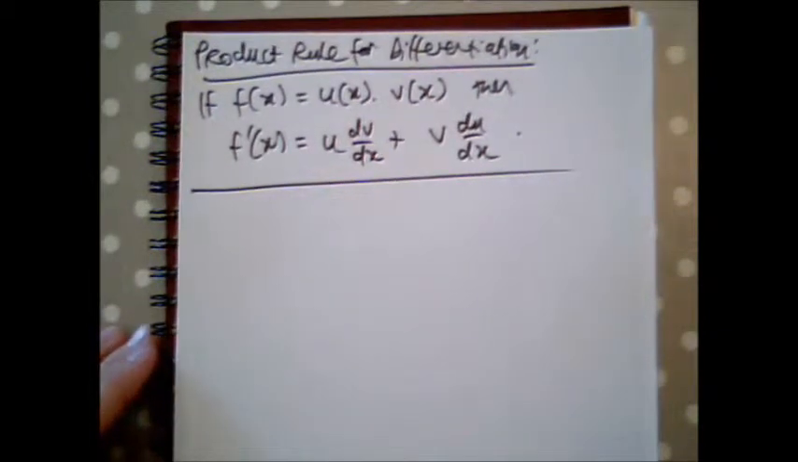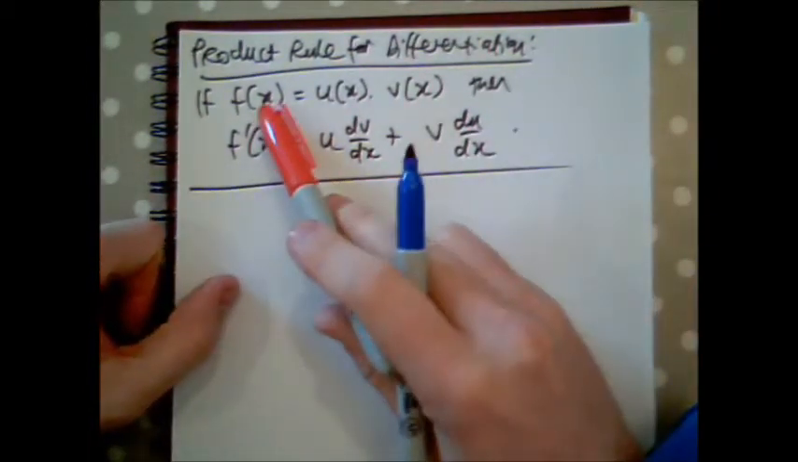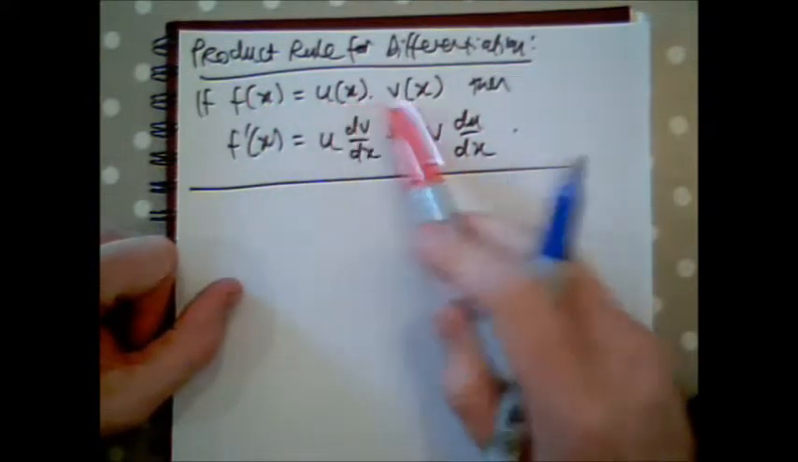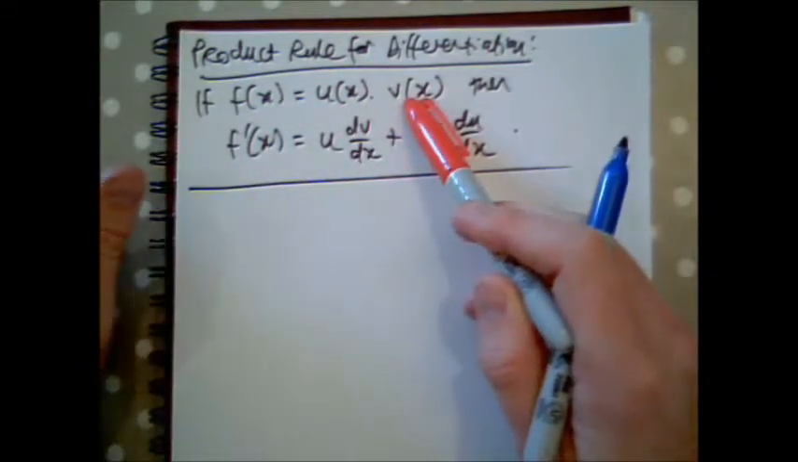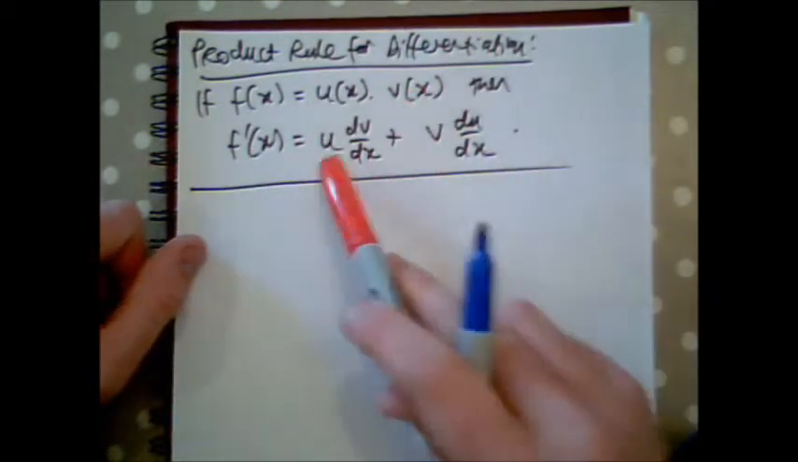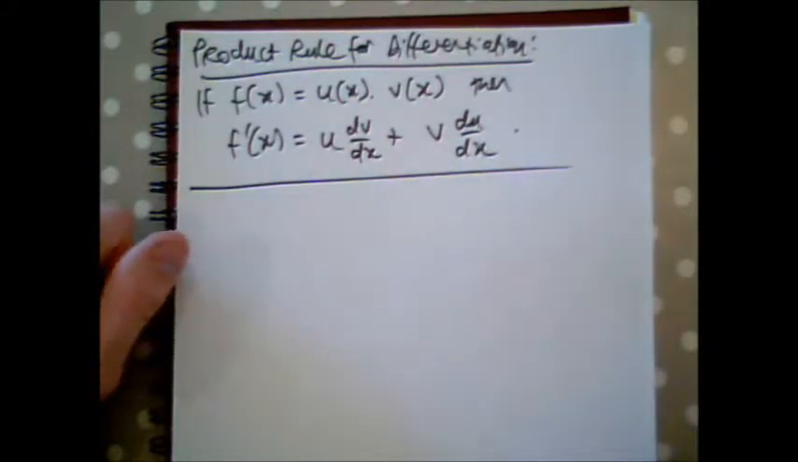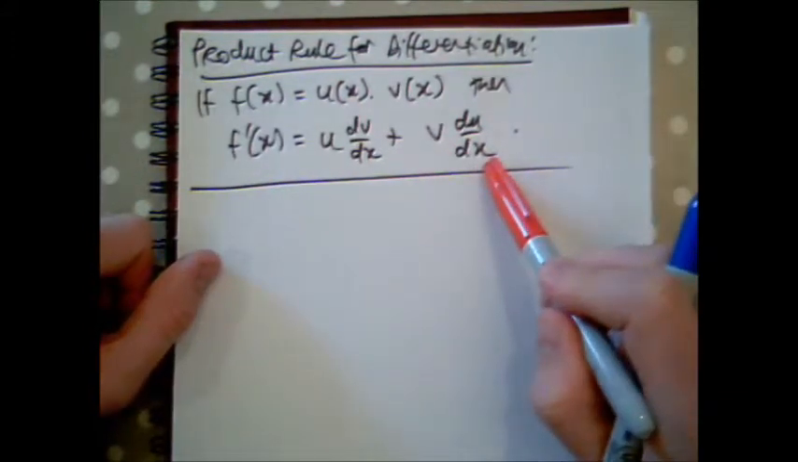Now we're going to take a look at the product rule for differentiation. So this is the second differentiation rule that we need to be able to prove. This is a little bit trickier. So this says if f is two functions multiplied together, then to differentiate it, it's a little bit more complicated. It's u times the derivative of v, plus v times the derivative of u.